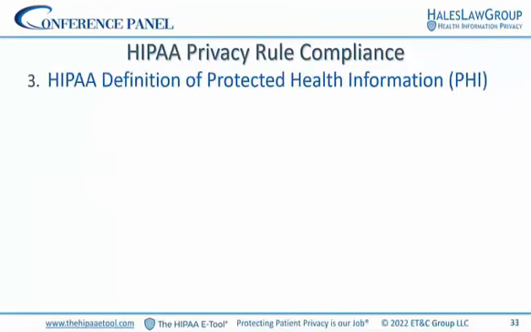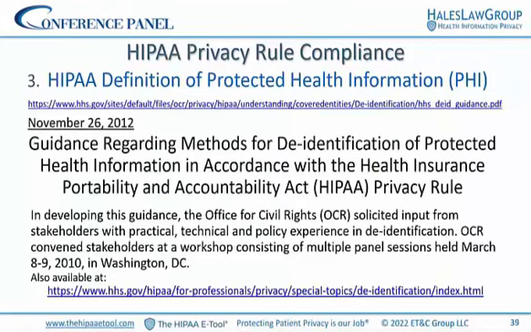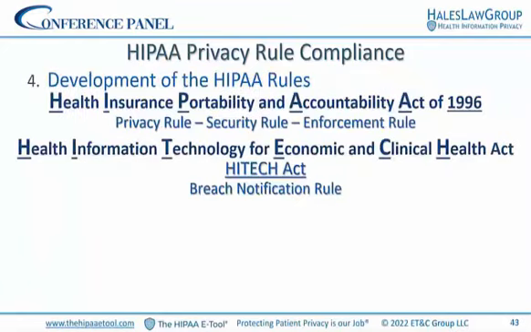So let's look at the HIPAA definition of protected health information. It's identifying information that's linked to health care. This list of identifiers was published in 2003, developed under HIPAA, and then the HITECH Act, Health Information Technology for Economic and Clinical Health Act.